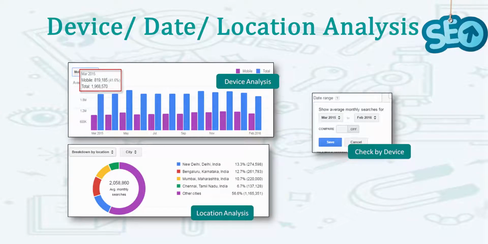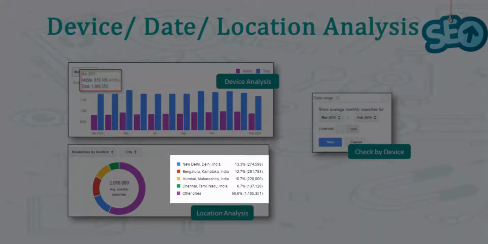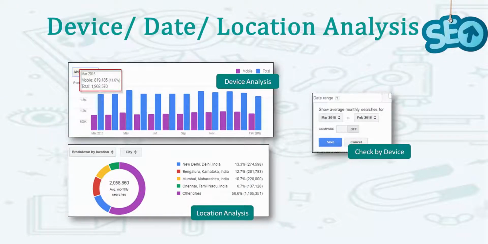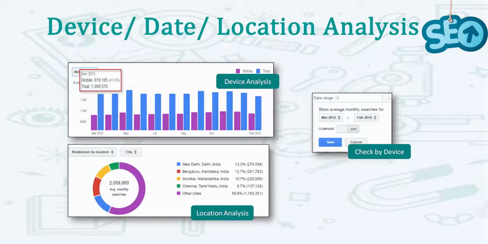By location, I've targeted India. Now I need to know the city-wise location breakdown. New Delhi is searching for it, 13%. 13% of the searches for this particular set of keywords is coming through New Delhi. Then from Bangalore, Mumbai, Chennai and other cities. I also get to search these particular keywords for a particular term. Maybe I want to see how good were these keywords or how effective or how hot these keywords were for the last year. So I search from March 2015 to Feb 2016 to understand if people are actually high on these searches. This is how keyword research and analysis is done.